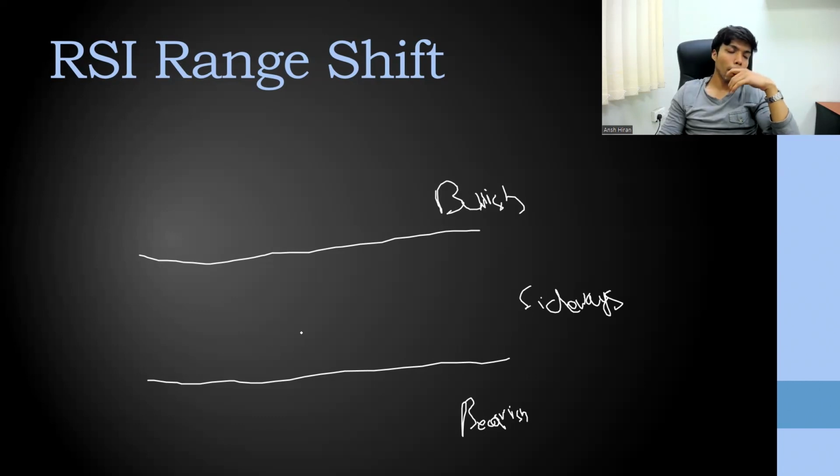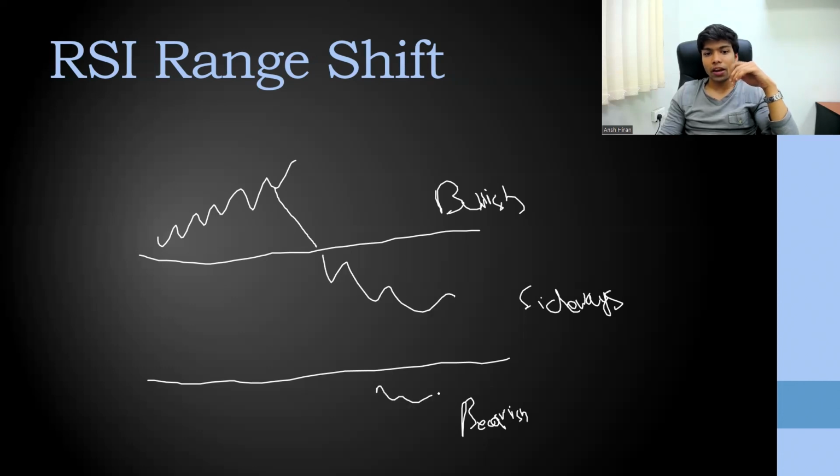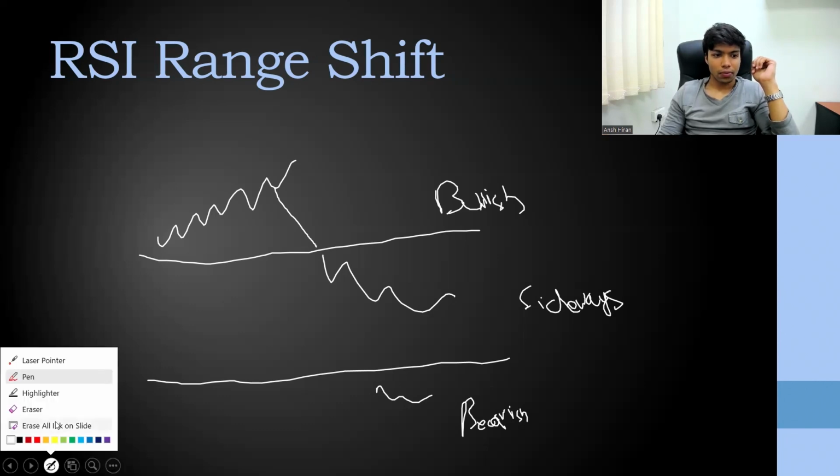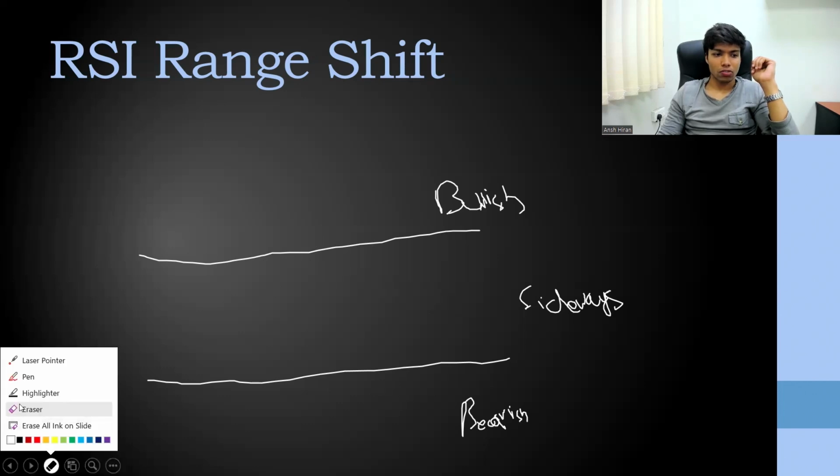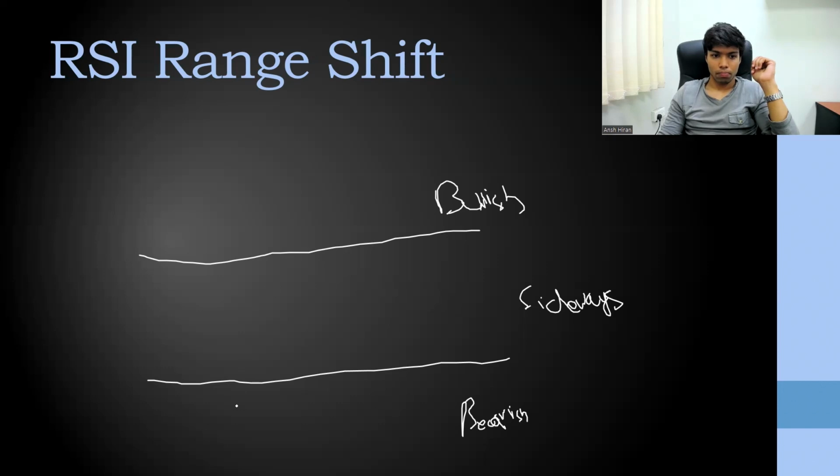Here, if you see above 60, the market is bullish. Okay. Above 60, the market is bullish. So can I say below 60, the market is not bullish? It's either sideways or bearish. Correct. Secondly, we say below 40, the market is bearish. So can I say above 40, the market is not bearish? It is either sideways or bullish.